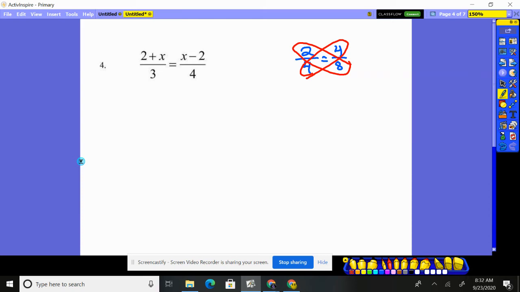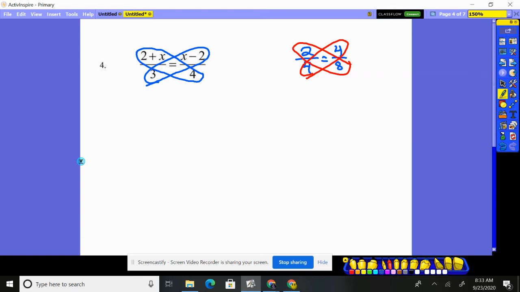This is only true when the fractions are equal. We don't do this when we're adding them or subtracting them or multiplying them. It's only when fractions are equal. That is the biggest mistake that occurs when we're dealing with fractions. When two fractions are equal, we can say these multiplied equal these multiplied. And that's what we're going to do to solve this problem.